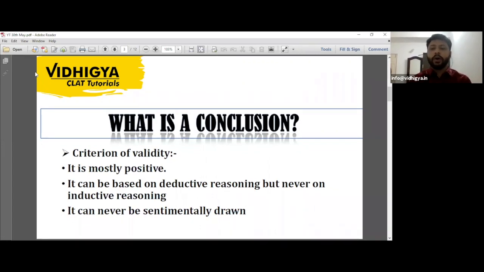When I talk about conclusions, the first question that we all should ask ourselves is, what is a conclusion and how is it different from the term assumptions? When we discussed assumptions, I already told you that an assumption is the intention or the purpose behind someone's performing an action or releasing a statement. So we have to take the author's perspective.